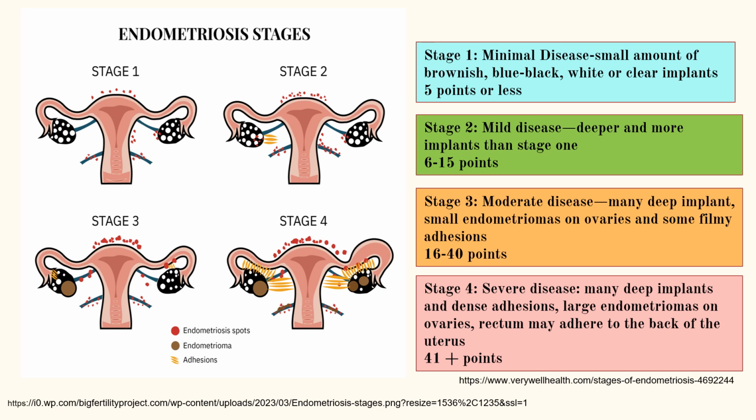So I want to explain a couple things. Ovarian endometriomas form when endometrial tissue attaches to an ovary. And as the tissue sheds, it collects along this old, thick brown blood.